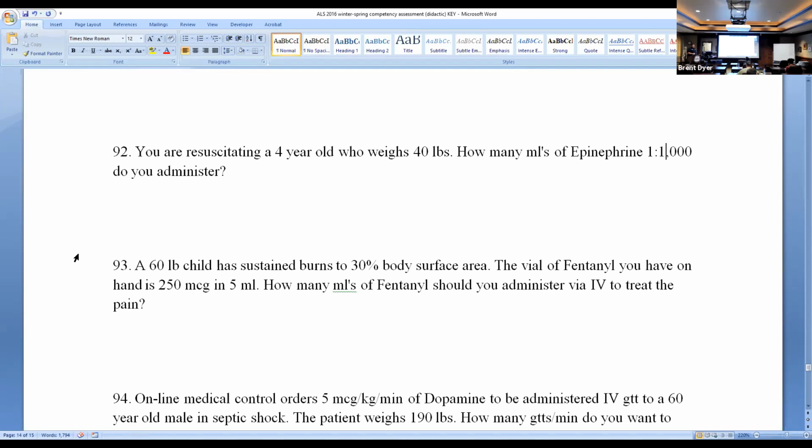So half of 40 is what? 20. What is 10% of the number 20? 2. So 20 minus 2, 18 kilograms. All right, 18 kilograms. So 0.01 milligrams times 18 kilograms is how much? 0.18. Now, are you going to be able to draw up 0.18 in a 1 cc syringe, or can you draw up 0.1 and then 0.2? You're going to draw up 0.2.